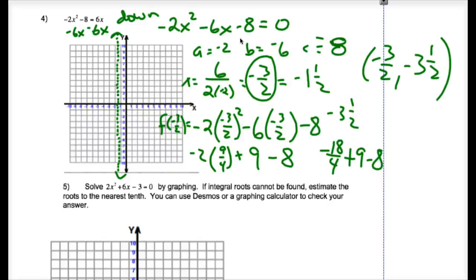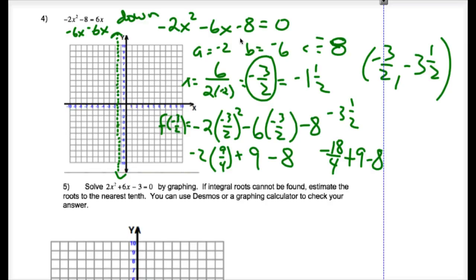I want you to type in negative 2, parentheses, negative 3 over 2, negative first, and your parentheses, squared, minus 6, parentheses, negative 3 over 2, and your parentheses. Minus 8. Type it in carefully. You can do it. So, negative 1.5, negative 3.5.